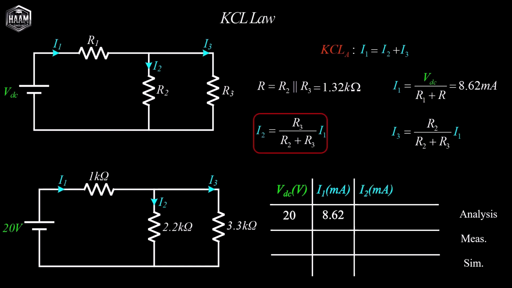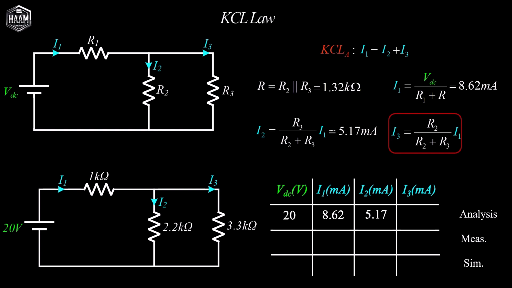Now for I2, we use this equation and we obtain our I2 as 5.17 milliamperes. And I3 can also be easily obtained from this relation. It equals 3.45 milliamperes. Now, these results obtained theoretically must be verified against the practical circuit.